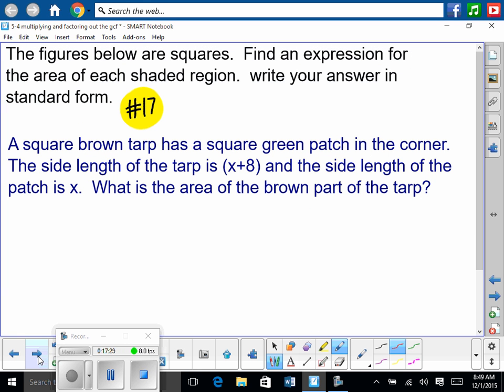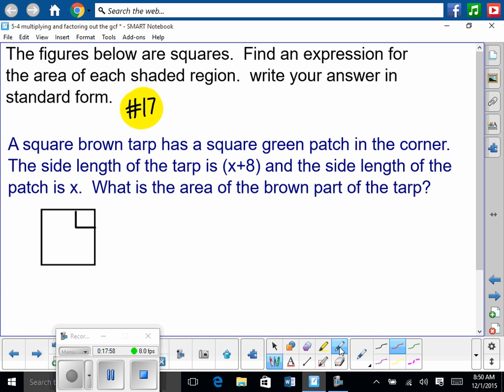Here we go. A square brown tart has a square green patch in the corner. The side length of the tart is x plus 8, and the side length of the patch is x. What is the area of the brown part of the tart? So I'm doing number 17, and I'm going to draw my own picture. A square brown tart, so I'm drawing a square. And it has a green patch in the corner, so I'm going to draw another square patch in the corner.